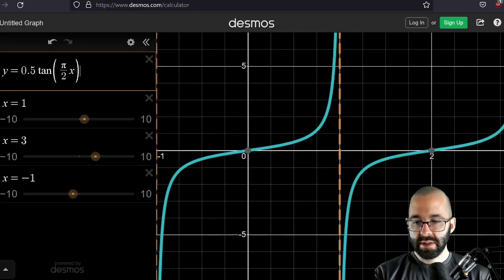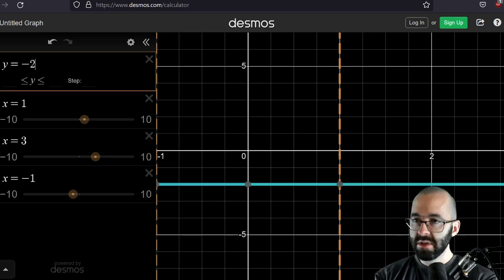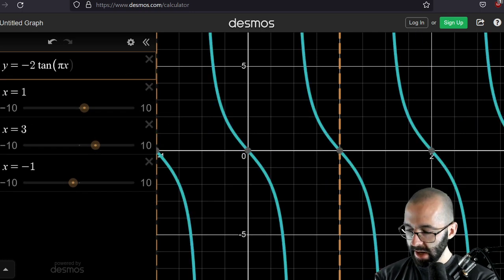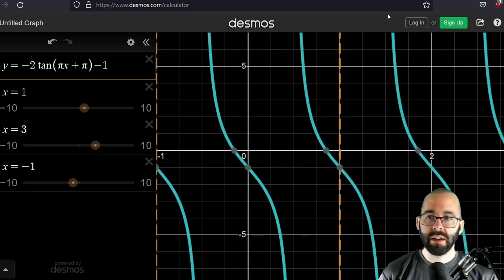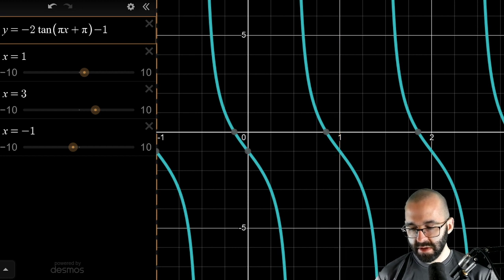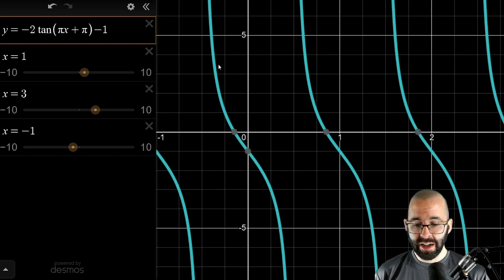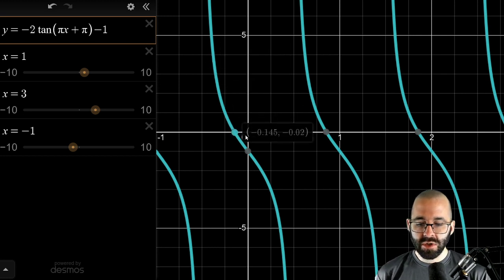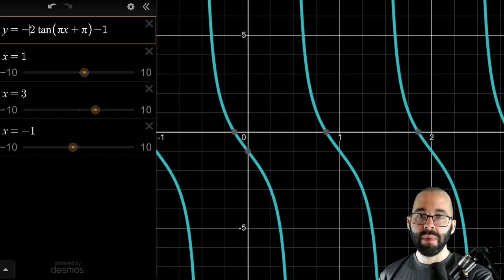All right, so when we do that, we have a different graph now. We're going to have y equals -2 times tangent of pi x plus pi minus 1. So there's a lot of things happening here. And we have different asymptotes. First things first. Notice that tangent's going down now, right? As we go from left to right, tangent is only decreasing. That's because our A value up here is negative now. If it were positive, it would be going up all the time. But because it's negative, tangent's now going down all the time.